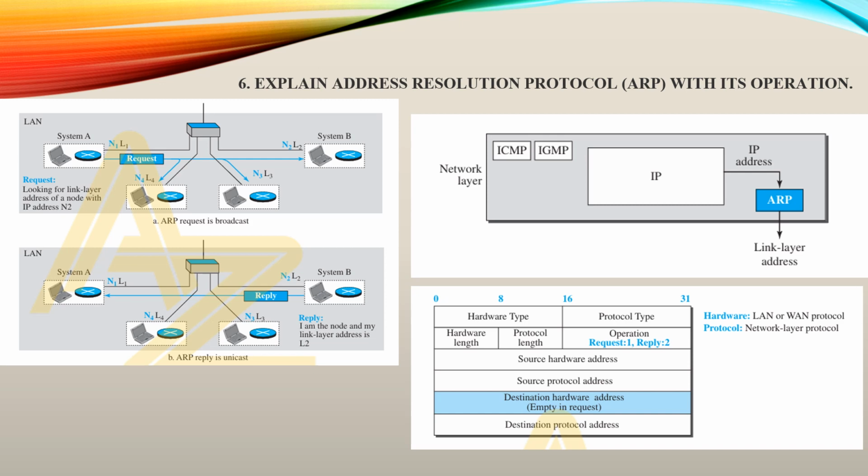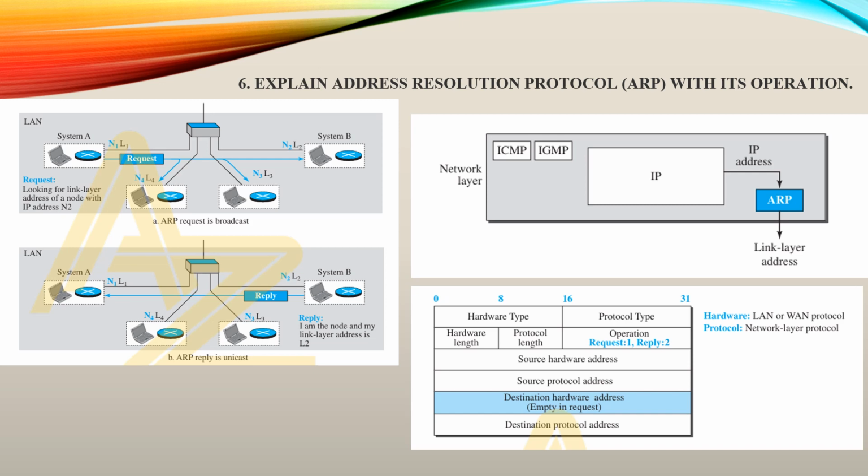The format of ARP is hardware type, protocol type. Here, what kind of hardware is used, whether it is LAN or WAN. Protocol is what kind of protocol, whether it is a network layer protocol or data link layer protocol. Hardware length is the cable length used for connecting different LANs and WANs. And protocol length, the protocol follows a set length. And operation: you have two operations in ARP, that is ARP request and ARP reply. One means request, two means reply.